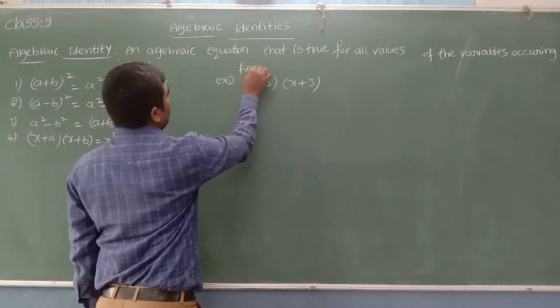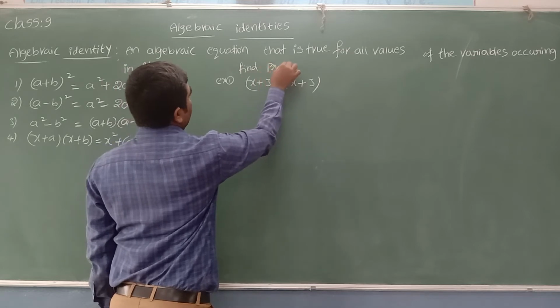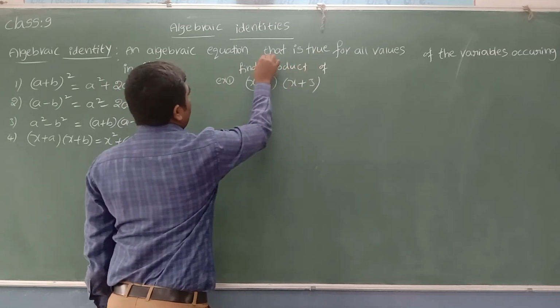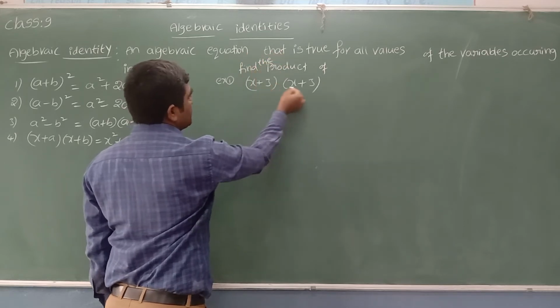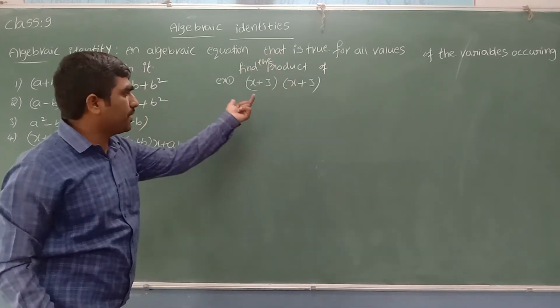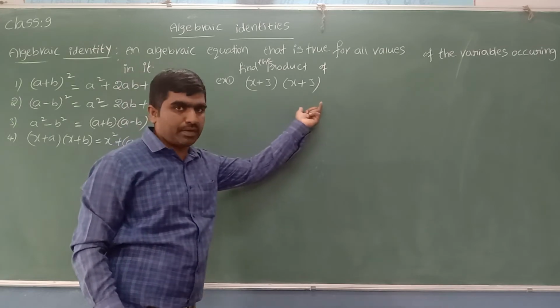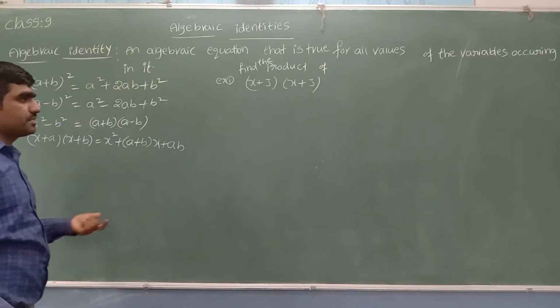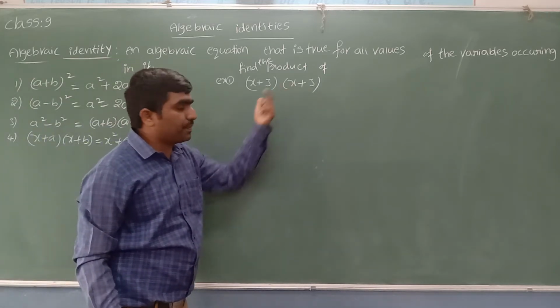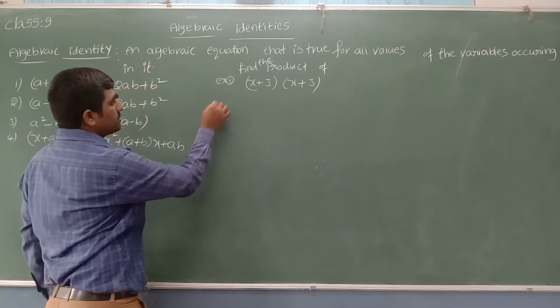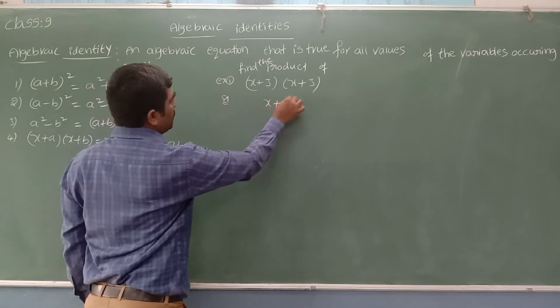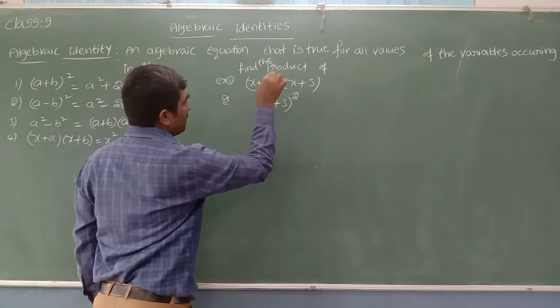So let's write the question here. Find the product of (x + 3)(x + 3). This we can multiply directly, binomial to binomial, and also we can find it by using the help of identities. x + 3 into x + 3, the same number is repeating 2 times. This we can write as x + 3 repeating 2 times, so (x + 3) power 2.